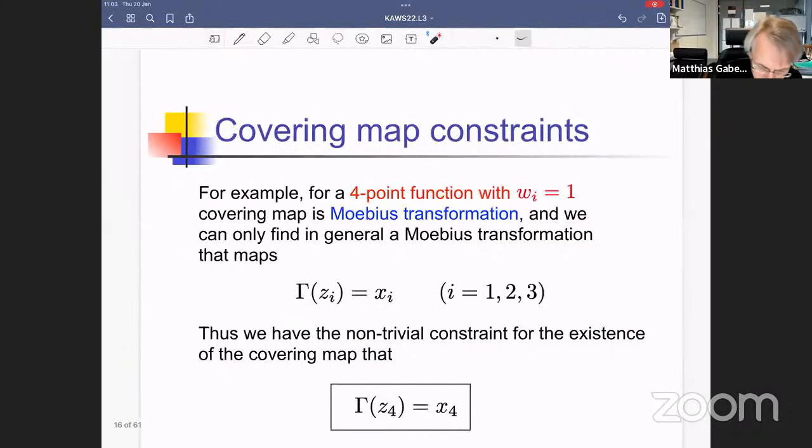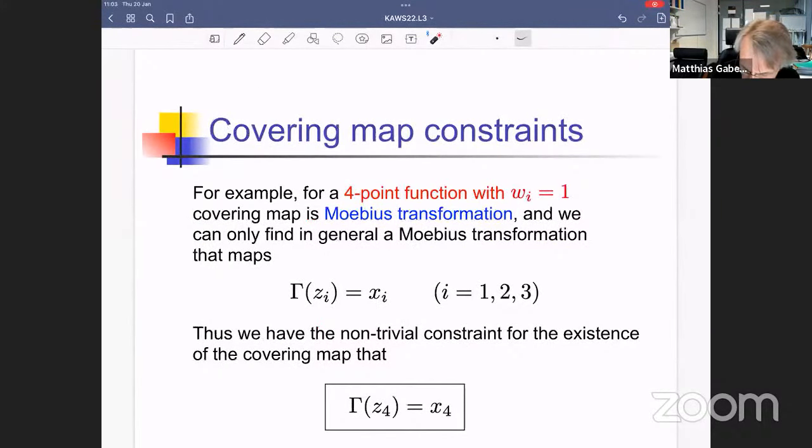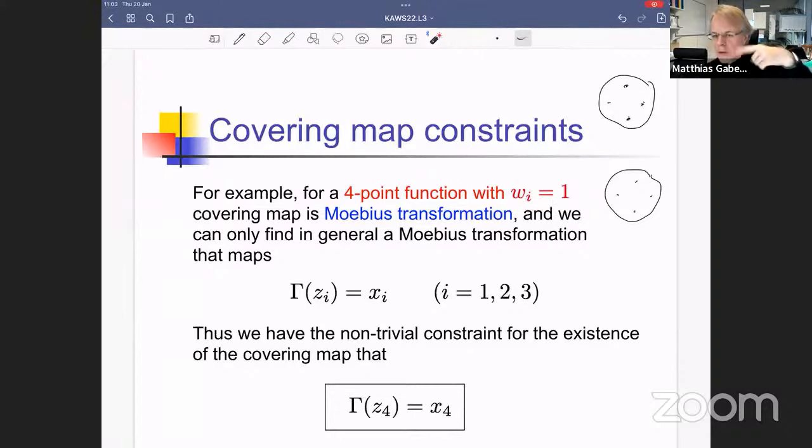So what this means is we have four points down here, 1, 2, 3, 4. We want to have four points up here, 1, 2, 3, 4. And W equals one means that this map is locally one to one. There is no branching around anything. So what this means, it must be a Möbius transformation. I mean, there is no covering here because around each point, the first order term is the constant term. So therefore, this must be a Möbius transformation.